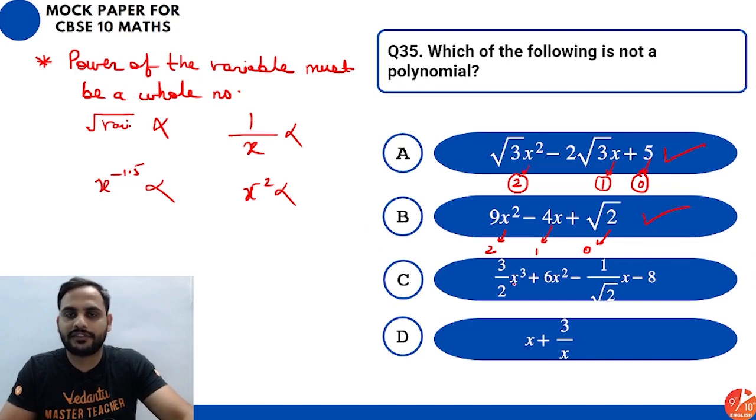Here 3 by 2 x cube. Division by a number is allowed. Here power is 3. Power of variable is 2. Power of variable is 1. Constant term power is 0. It is also a polynomial.